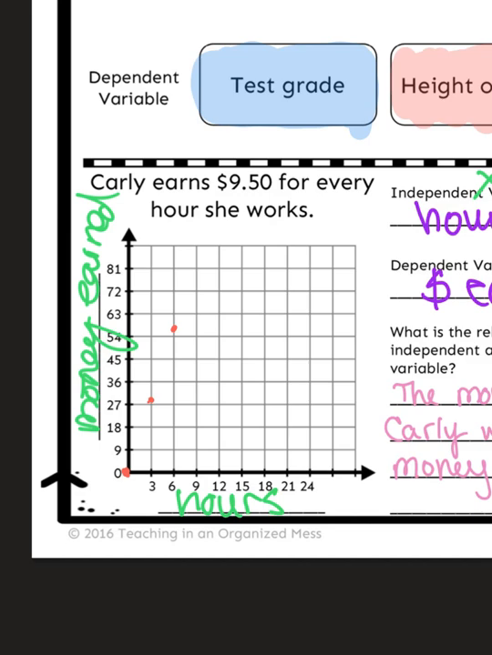If I did 9 hours, I'm going to multiply 9 times $9.50, and that's going to give me $85.50. So that's going to be somewhere right around here. And what I can do is I can draw a line through those points using a ruler. And that's going to show the relationship between the hours worked and the money earned.